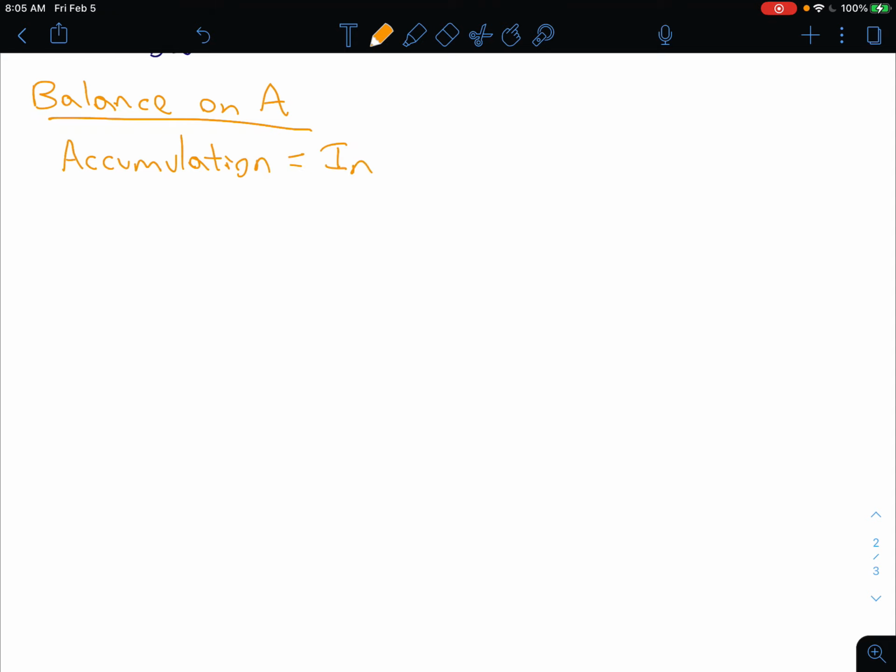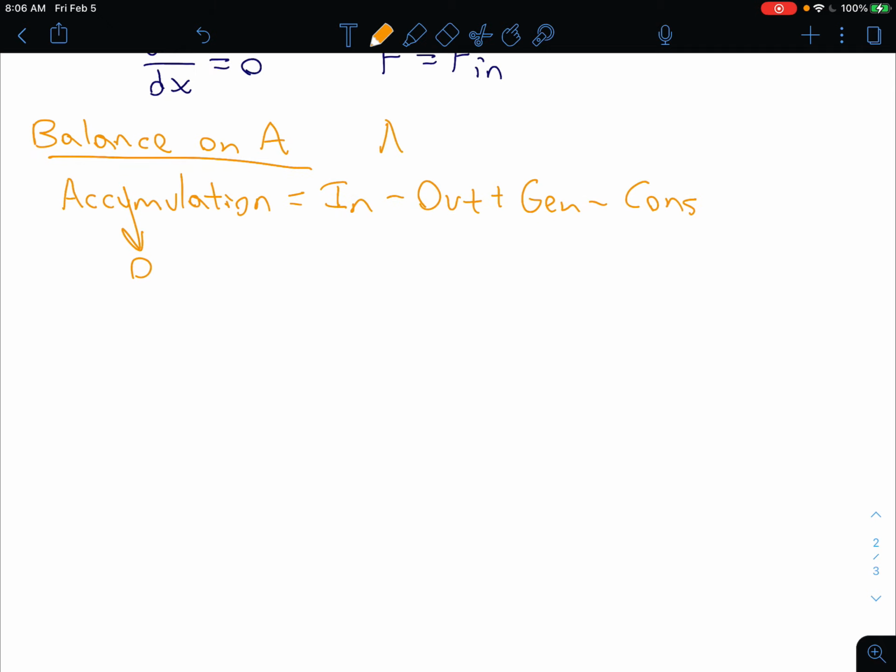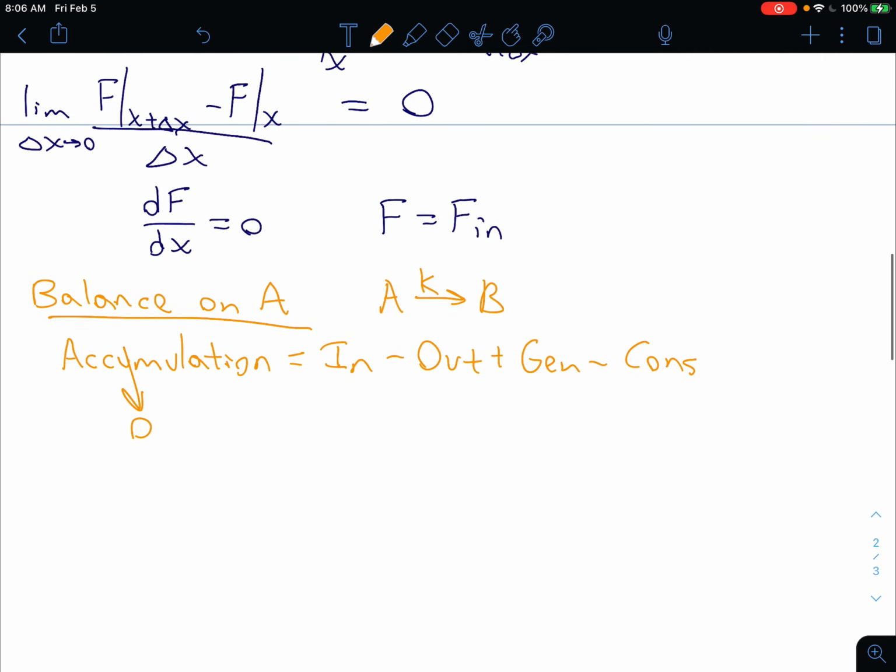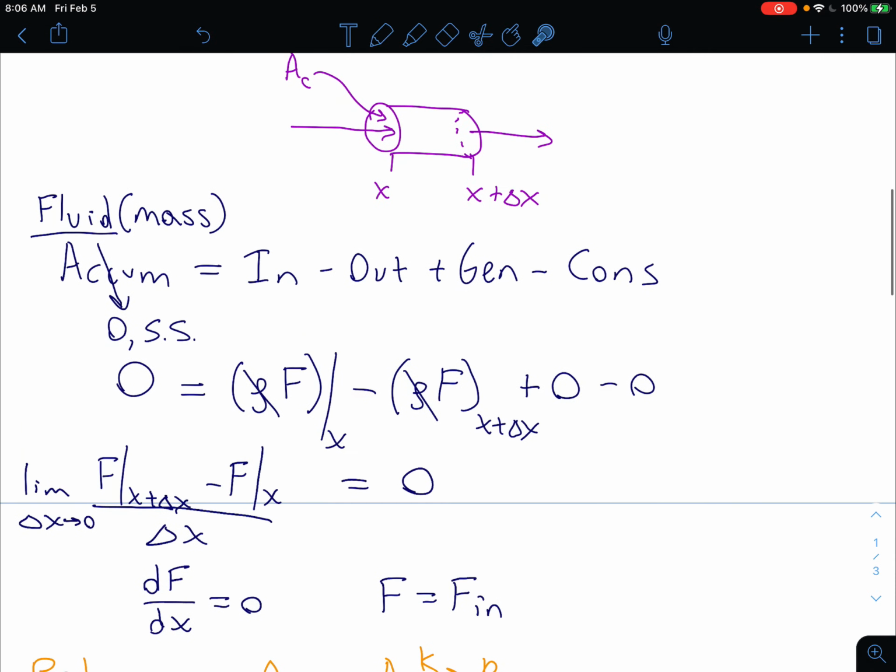Okay, so we do a balance on A, and again, accumulation equals in minus out plus generation minus consumption equals accumulation, which is already there, and it's equal to 0. Remember that we have a chemical reaction A goes to B and a kinetic constant K. So the accumulation on A is 0. We're using the same control volume, so this is the control volume.